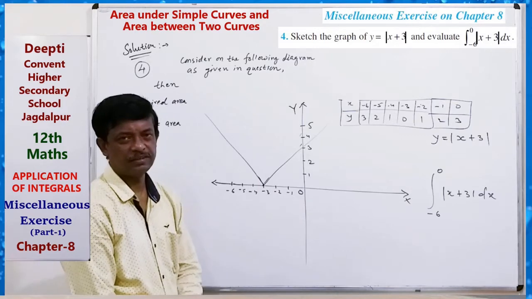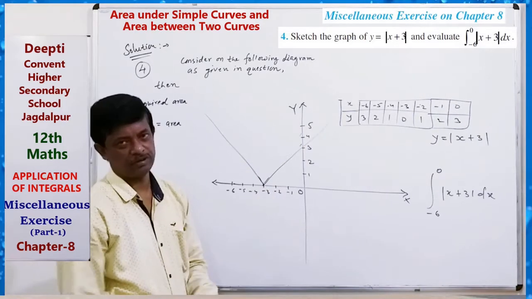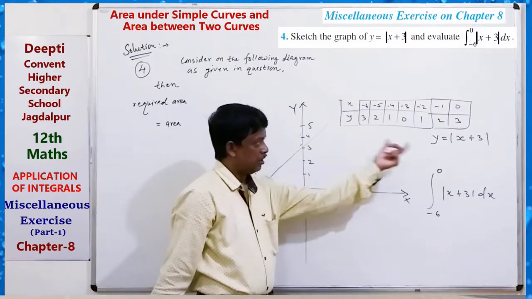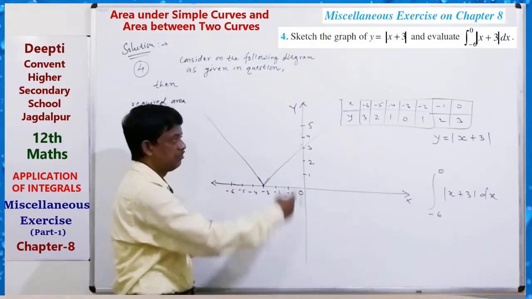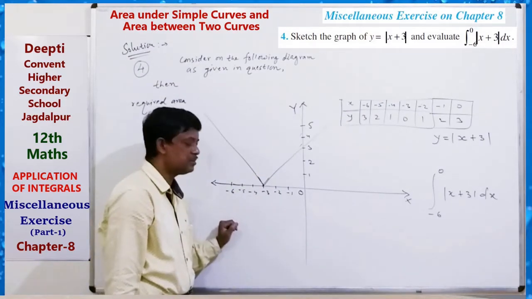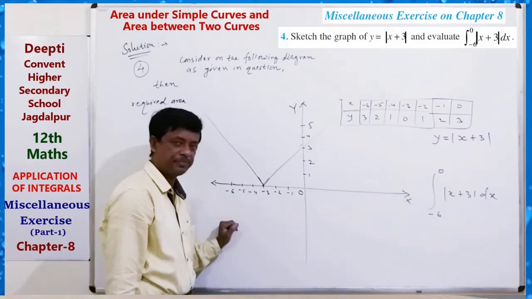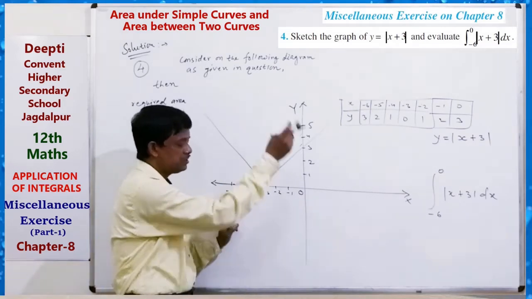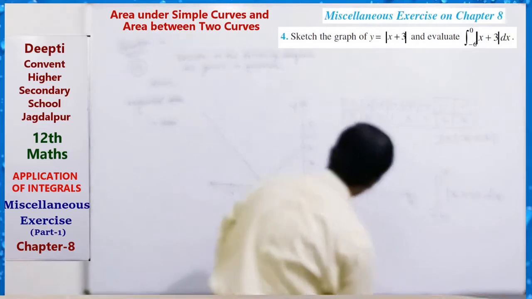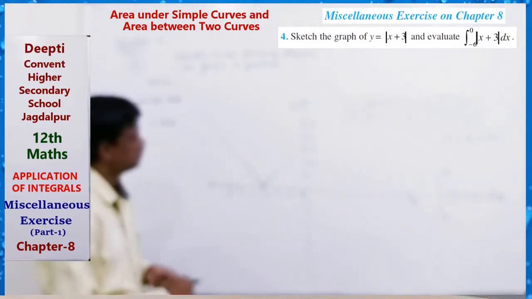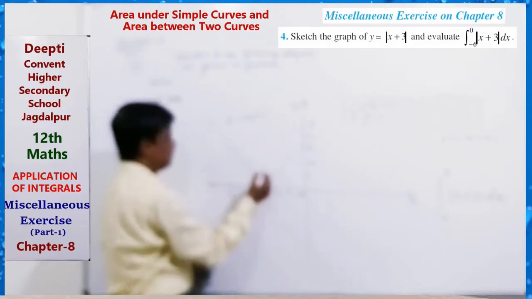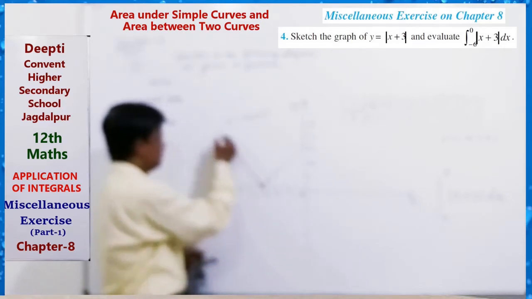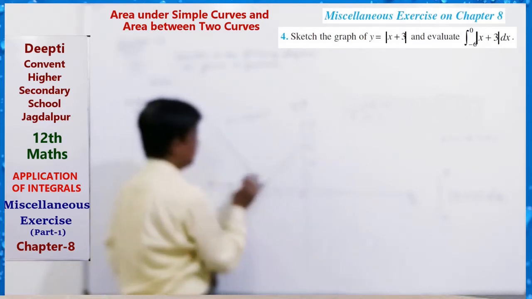Same logic. Okay. So by taking points you can do it, and by another logic you can find the graph of this equation. So this is the graph of y equals mod x plus 3. Here minus 3, this is a line, this is a line. Clear?